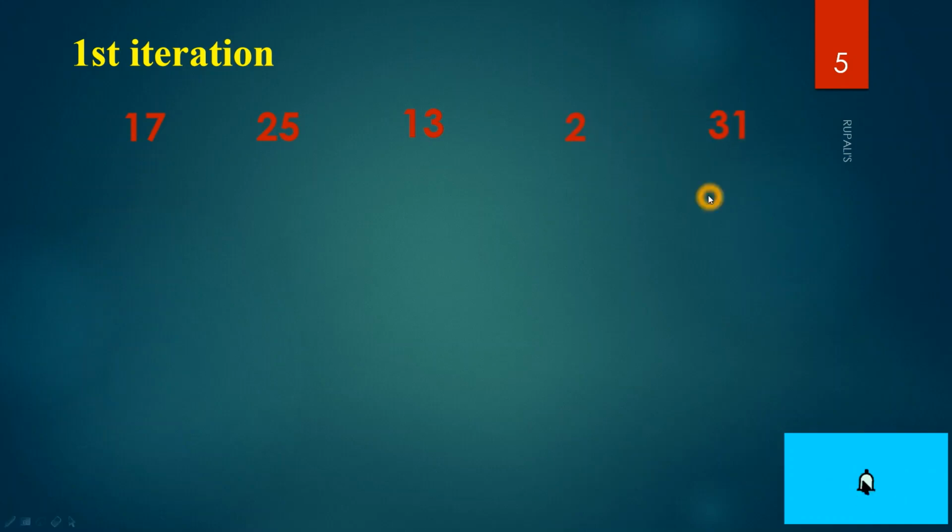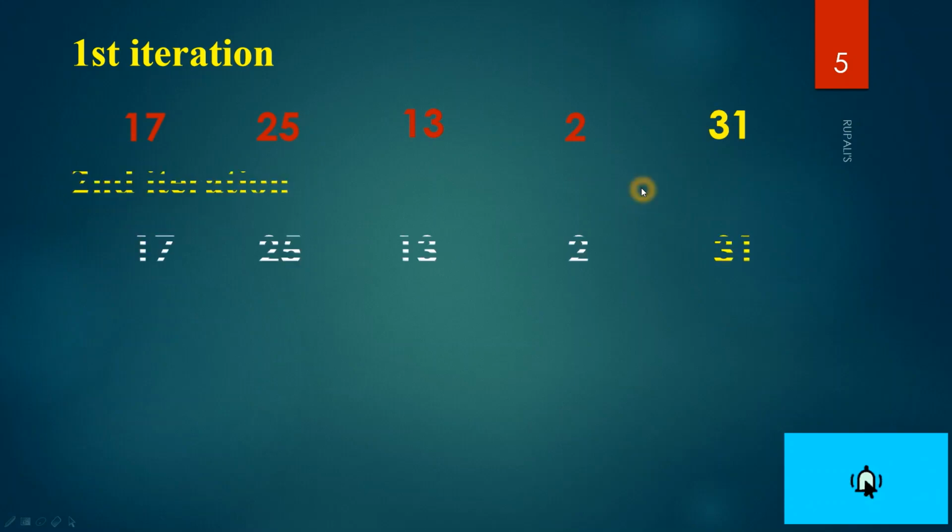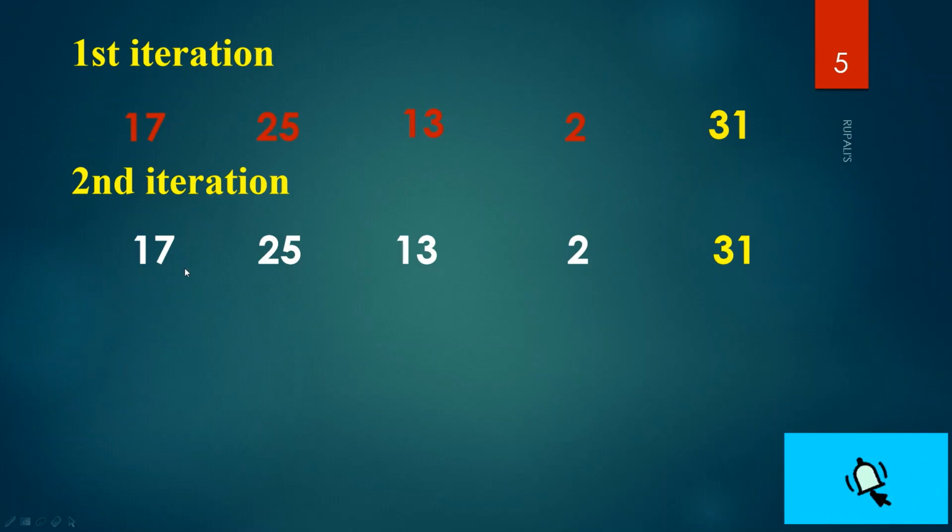So next we come to the second iteration. Before that, see that the greatest element is in the last position. Again repeat the same procedure. Compare 17 with 25. Because 25 is greater than 17, no need to swap. Then 25 with 13. 13 is less than 25, so swap. Then 25 with 2. 2 is less, so swap. Now see, 25 and 31 get their positions.